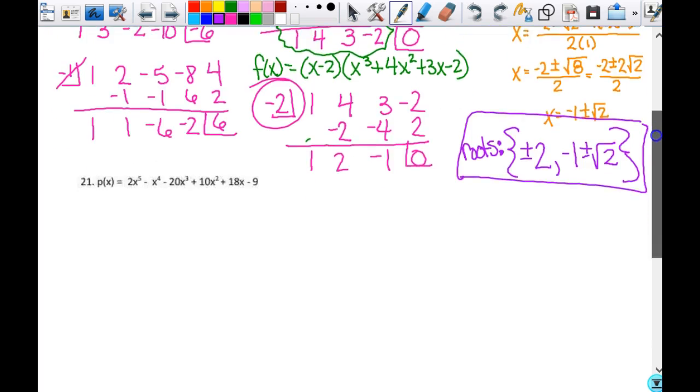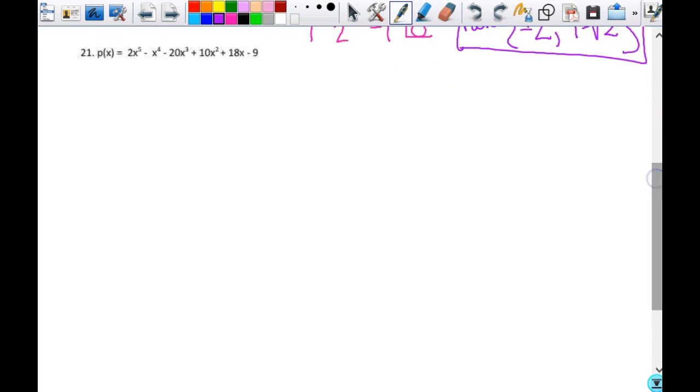Alrighty. Last one. So I start with my possible roots. Possible rational roots. And it's going to be a list that comes from a fraction here, because I have a term here that is not 1. So in the numerator, my options are 1, 3, and 9. In the denominator, it's 1 and 2.